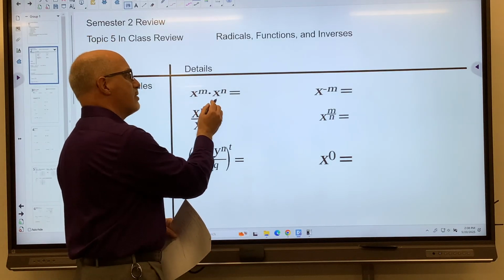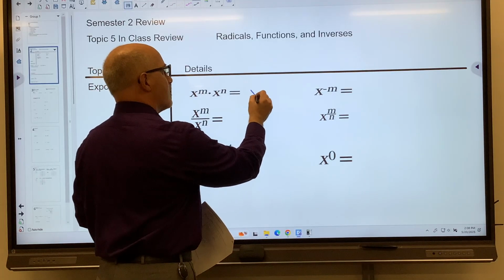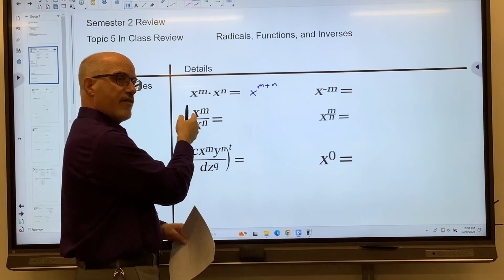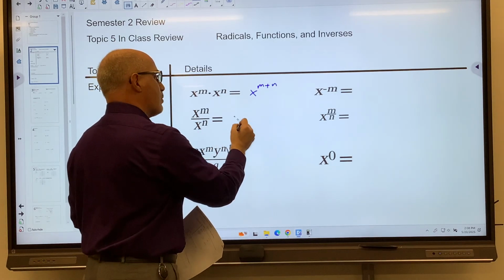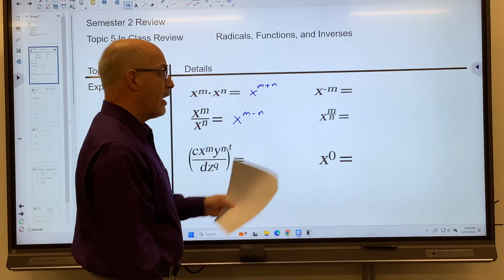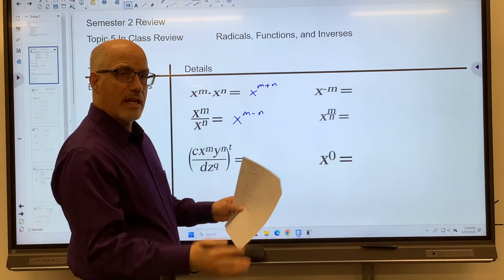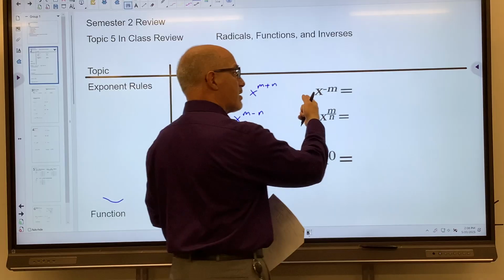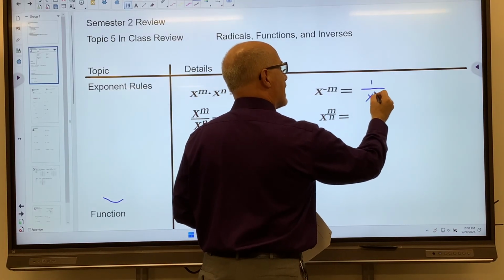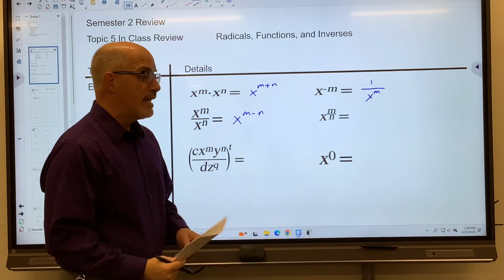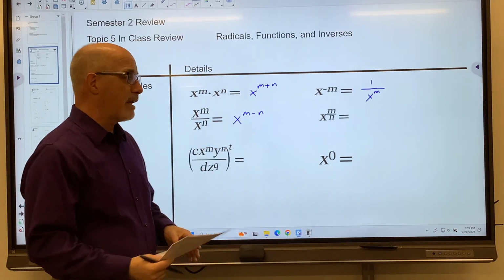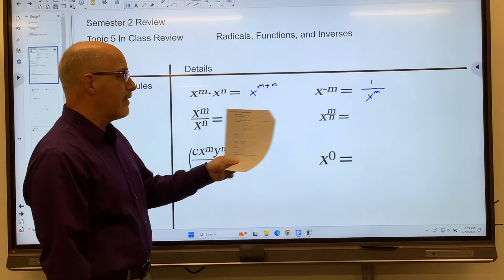If you multiply two things with the same base together, the rule is that you're going to add the exponents. Whereas if you divide the two of them, the rule is that you're going to subtract the exponents. Now, if you have a negative exponent, in this case it's like it's in the numerator because it's like over 1, you then flip it to the denominator and make it a positive exponent. If it were in the denominator, start with a negative exponent, you'd move it to the numerator and make it a positive exponent.